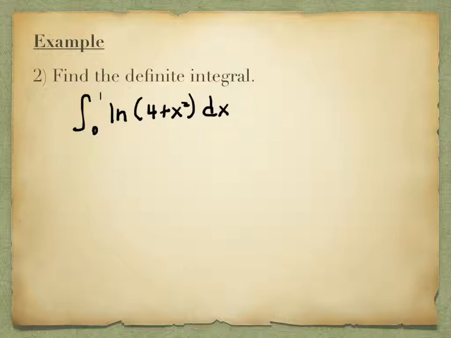The last example, how is it different than the ones before? It's definite. It's got limits of integration on there, right? The other difference on this one potentially as you look at it is I don't see a product. Do you? It really doesn't look like one. It doesn't look like the other ones that we've had.